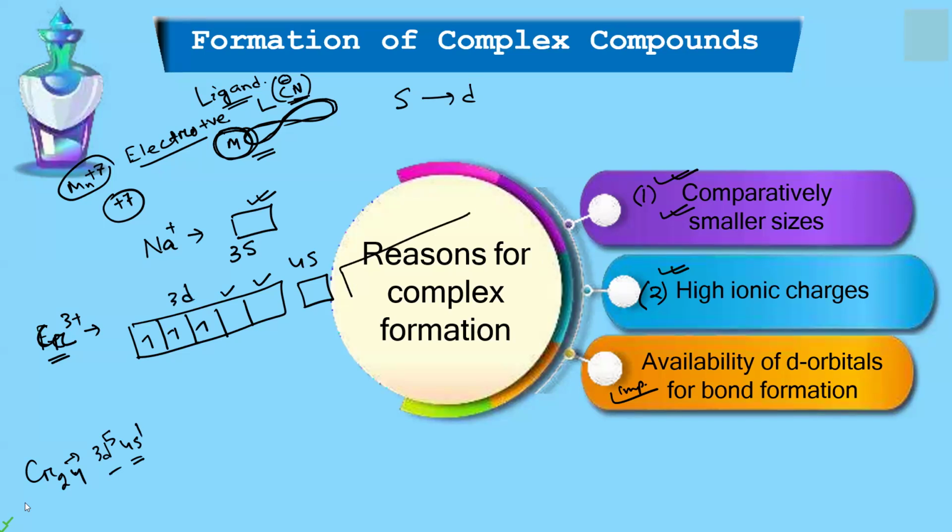What happens? After 4s, there is 4p. 4p is also vacant. Okay, 3 orbitals. So they have many vacant d orbitals. Vacant d orbitals can give hybridization easily. If orbitals are vacant, they can give hybridization easily.